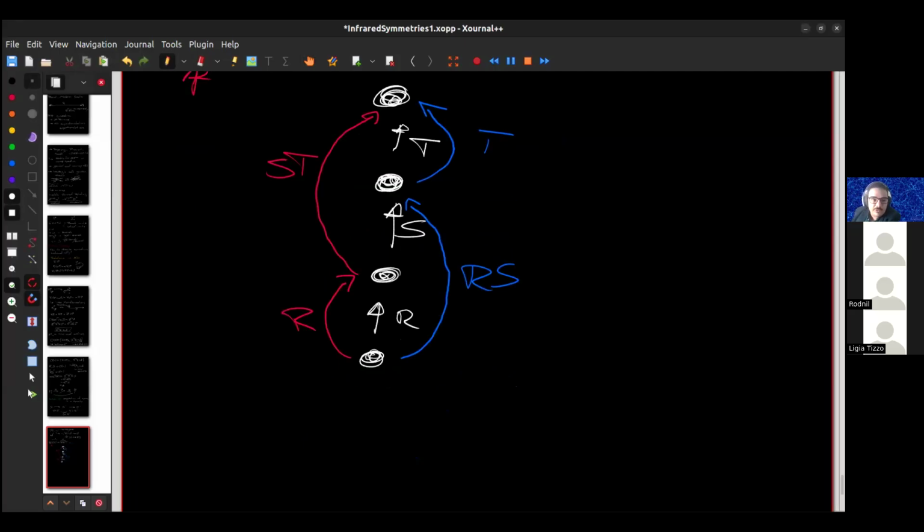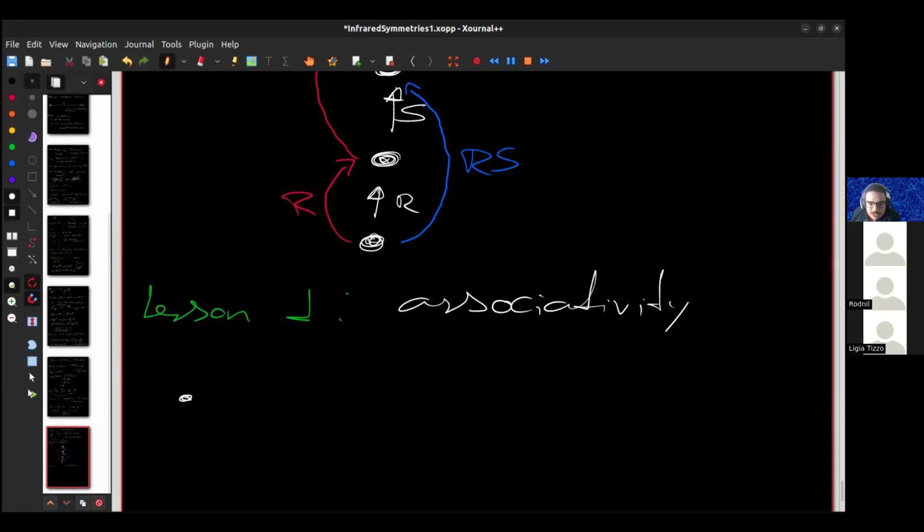We impose associativity. So the lesson 1 is associativity. And this means essentially that dot is associative.